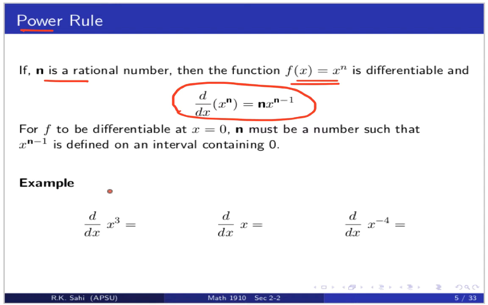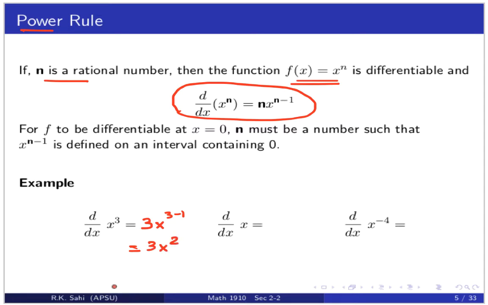So let's start with examples. The differential d/dx of x cubed. Now remember, n is 3. So what does that mean? 3 comes in front, x, and then you subtract 1 from 3. So 3 minus 1. What do we get?